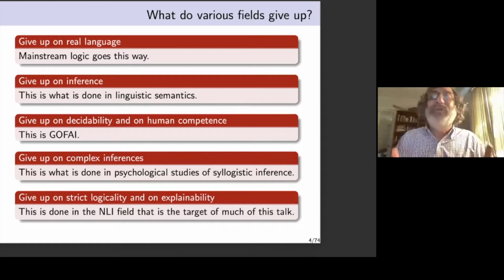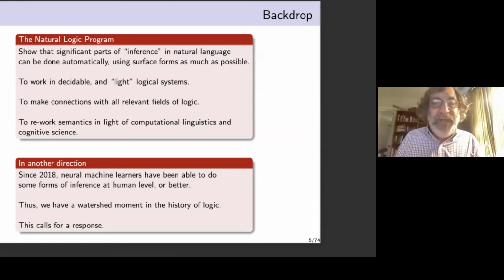So what I'm trying to do is really the field of inference, merging it with logic and actually merging it with all of these things, but to put inference as the center of the action. Okay, so the program of natural logic that this talk is in a way part of is the idea that I would like to show that what people mean by inference, interesting parts can be done without translating natural language into anything else, or with a minimum of translation.